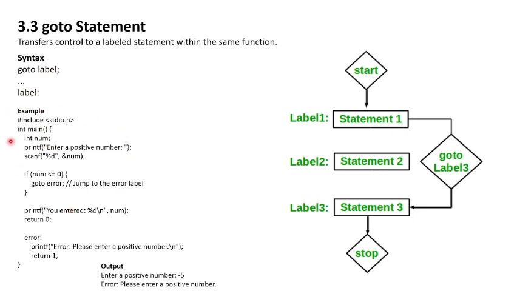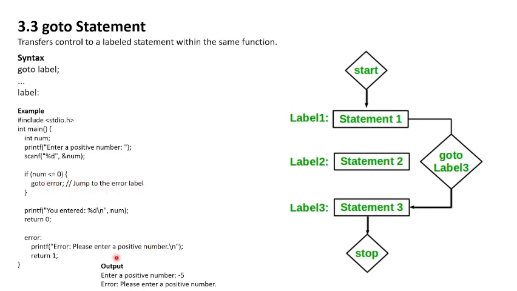Let's see here is the example program. So simply it has include, and this is the main function, and inside it a number. Enter a positive number. A user has entered a positive number. Okay, that's cool. Now it's checking if the number is less than or equal to 0. If the number is less than or equal to 0, then goto error. Okay, jump to the error label.